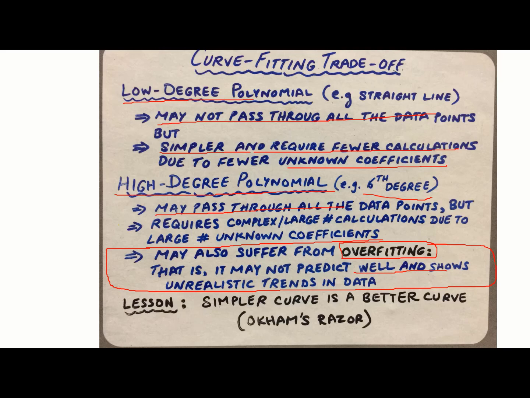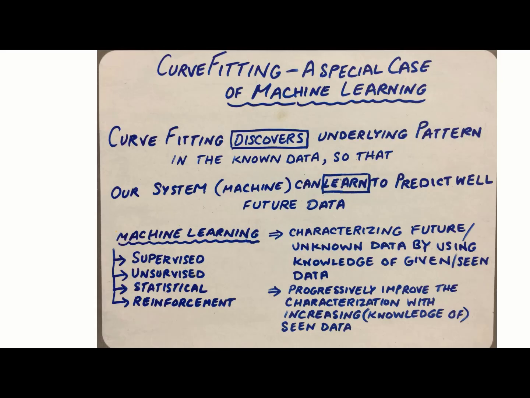And so one of the things that comes to our rescue is called Occam's razor, which tells us that the simplest explanation is the best explanation. In other words, a simpler curve is a better curve. In other words, Occam's razor is telling us that we should avoid all unnecessary complexities while learning about the data. Therefore, if we can come up with a model, a polynomial, which is simpler and adequately connects the data points, then it is sufficient for our purpose.